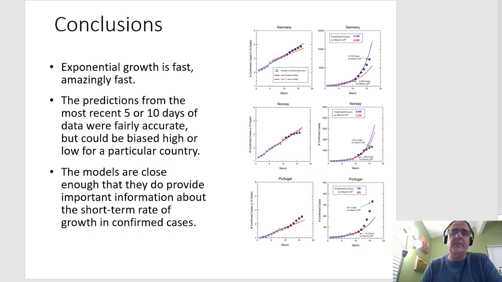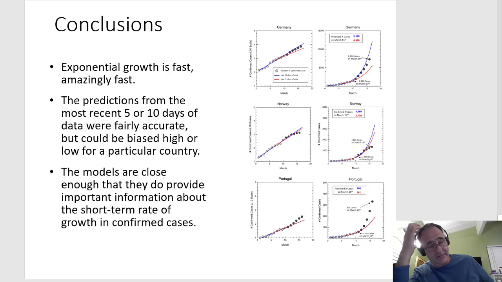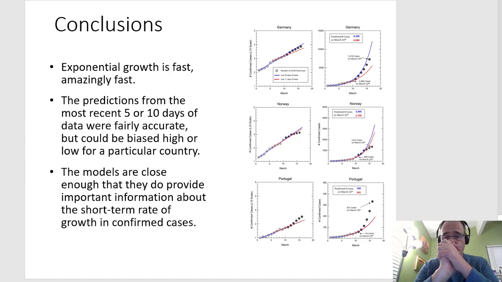So what do I conclude from all this? Well, exponential growth is fast. It's amazingly fast. Predictions from the most recent 5 or 10 days were fairly accurate. They could be biased high or low for a particular country, but they weren't consistently high or consistently low. So if you look at a bunch of countries, I'd expect on average the prediction to work out pretty well. The model is close enough that they do provide important information about the short-term rate of growth in confirmed cases.